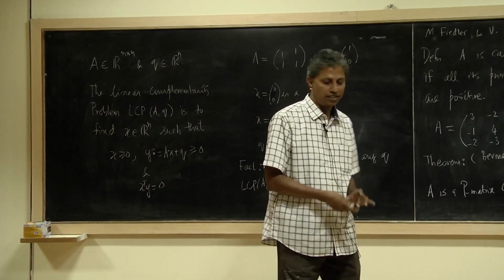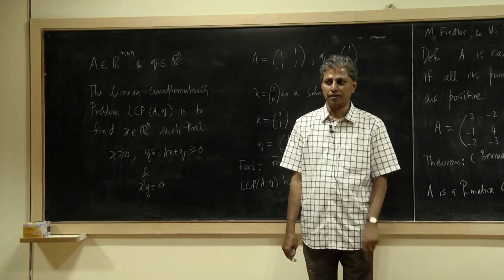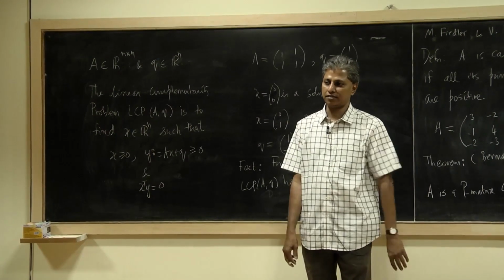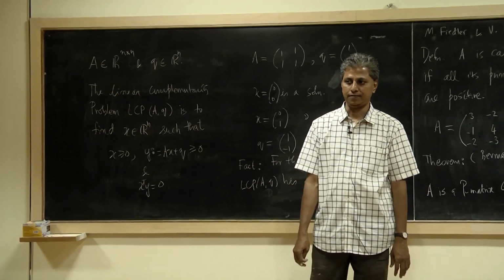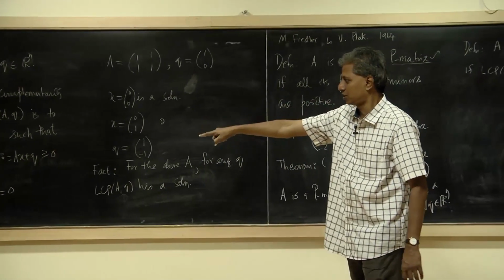With LCP we don't associate an optimal solution, etc. But in some cases it can be modeled as an optimization problem. Now, unique solution means that there is a unique X for which those constraints are satisfied. That's all.